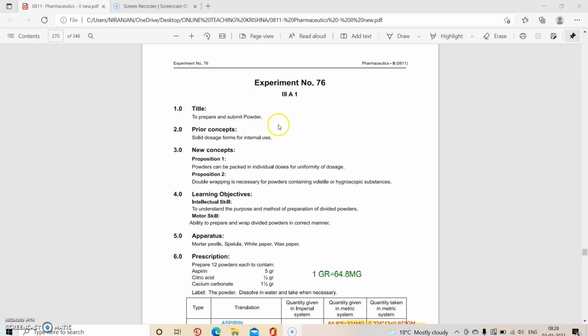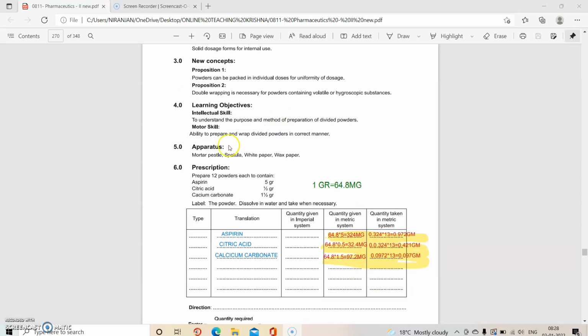The title of the experiment is to prepare and submit powder. See the prescription: prepare 12 powders each to contain. We have to prepare the 12 packets of the powders. Each packet will contain aspirin 5 grain, citric acid half grain, and calcium carbonate 1.5 grain. And you have to label it as the powder, dissolve in water and take whenever necessary.